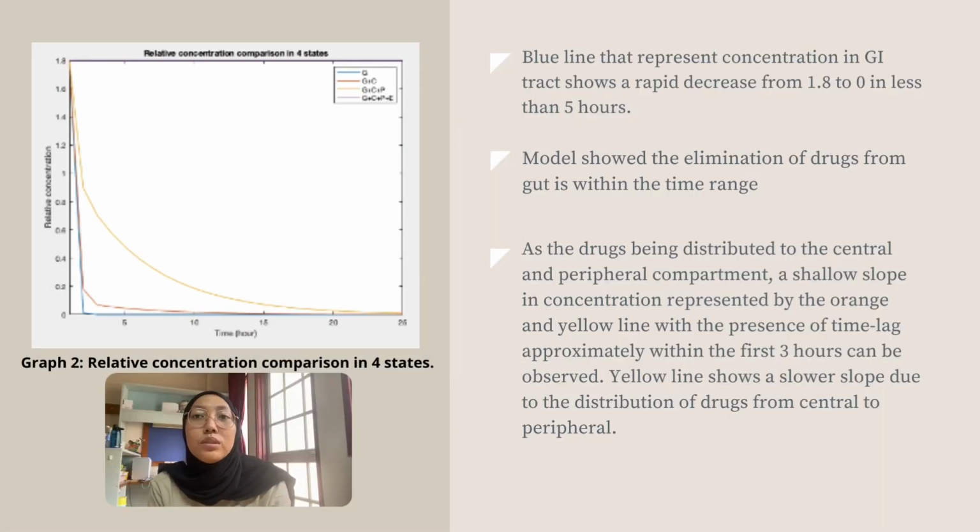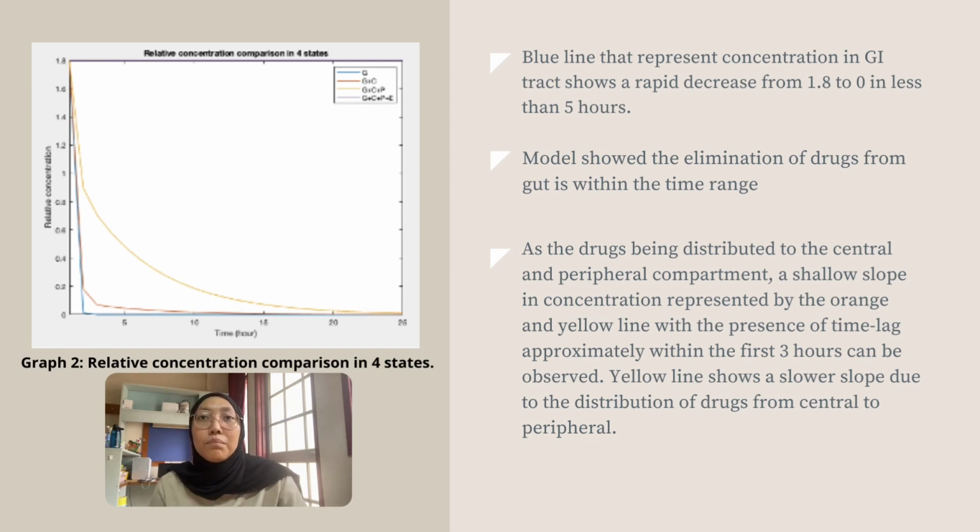The second graph shows a relative concentration for each stage. The blue line that represents the concentration in the GI tract shows a rapid decrease from 1.8 to 0 in less than 5 hours. So the model showed the elimination of drugs from the gut is within this time range. This is because in real life cases, after oral administration, the absorption of the drugs into the bloodstream usually takes place around 1 to 6 hours.